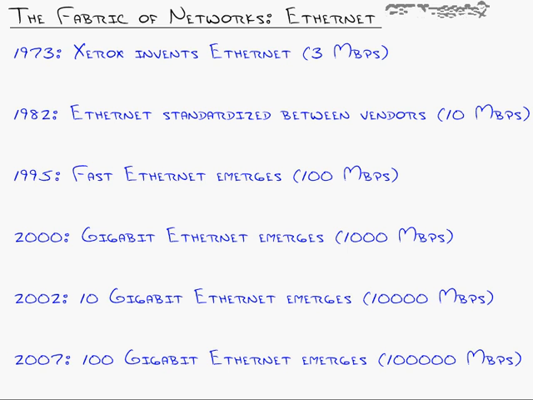1995 was a big year because 100 megabits per second is more than enough speed to carry even the applications that we run today. We'll talk more about speed in just a moment. 2000 was where Gigabit Ethernet emerges, 1,000 megabits per second. That's where the gigabit term comes from.